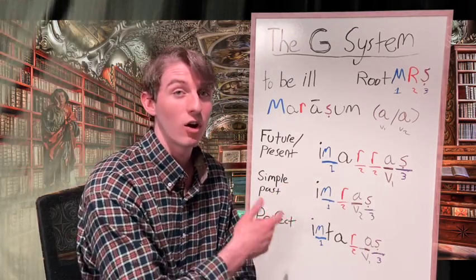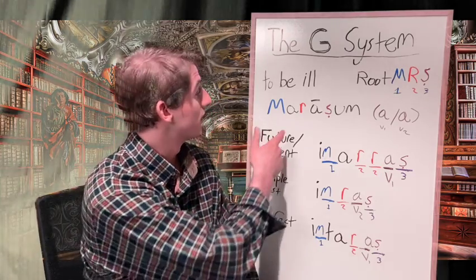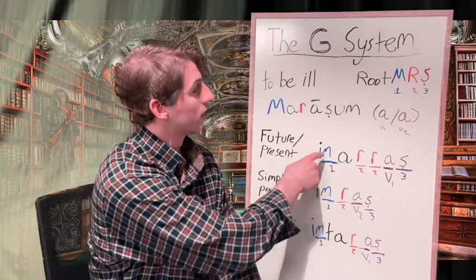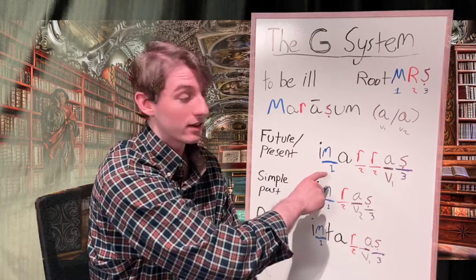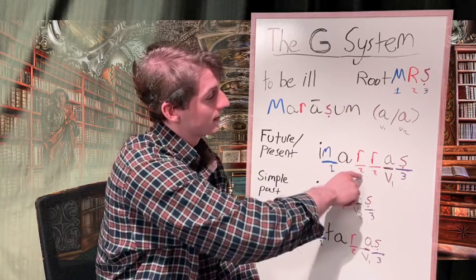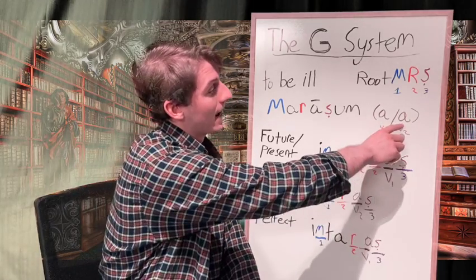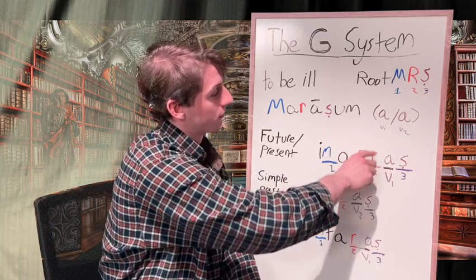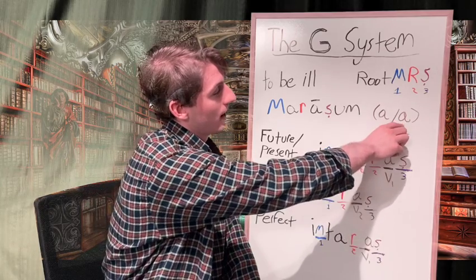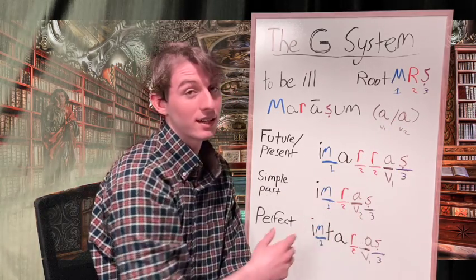So here you can see our three G system tenses of the verb maratsum, with the first root letter, again, finding the first spot, the second in the second spot, and the third in the third spot. And our thematic vowels, A and A, have been plugged in for the first thematic vowel and for the second thematic vowel, which is, again, A.